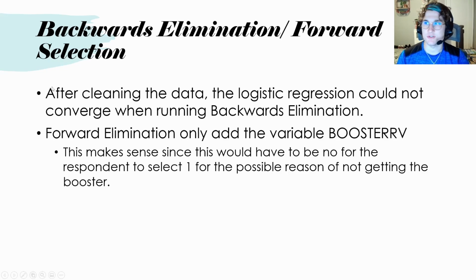Right off the bat, I jumped into backwards elimination and forward selection with logistic regression to see which columns I could use to help me predict the 3 separate categories. However, the backwards elimination couldn't converge, so I didn't get really good results from that, and it was taking really long. So then I jumped to forward selection, and it only added 1 variable, which was the variable that asks if you got the booster. This makes a lot of sense because you have to report no to answer one of the 9 reasons as to why you didn't get a booster in the first place.